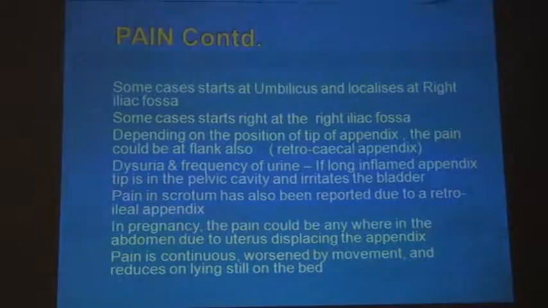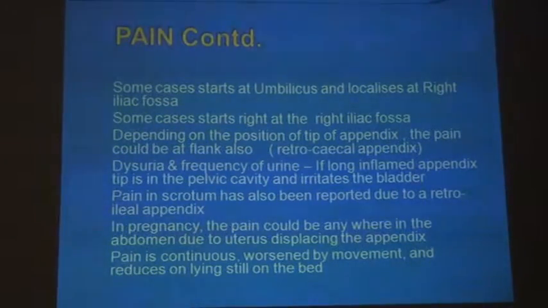So these are the basic causes of pain in appendicitis. In some cases, this is where the pain starts and localizes. Some cases start at the umbilicus and localize at the right iliac fossa, which is the classical teaching for appendicitis. But in some cases, the pain starts in the epigastrium also. We think it to be peptic ulcer disease or pancreatitis, but it localizes later to the right iliac fossa, and some cases start right at the appendicular McBurney's point. Depending on the position of the appendix, the pain could be at the flank also. In retrocecal appendix, we get pain at the loin, posteriorly.